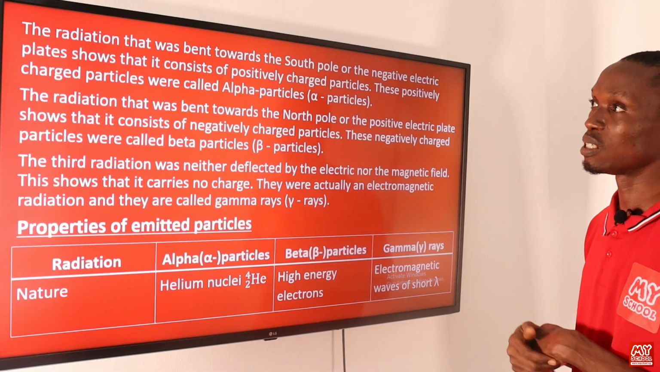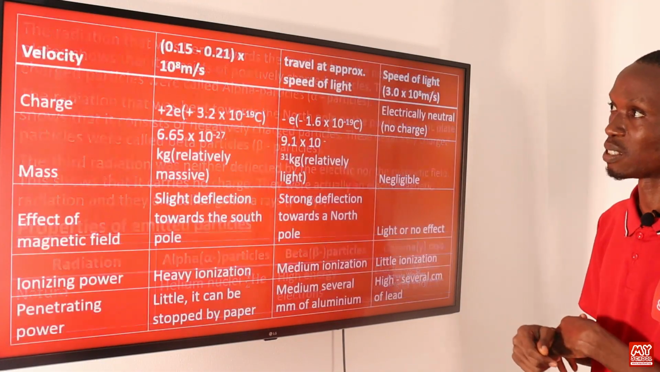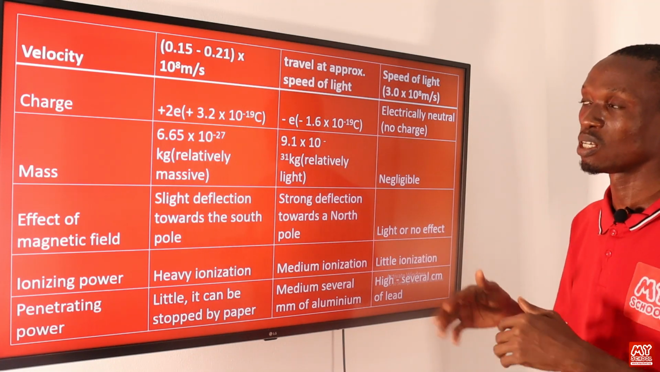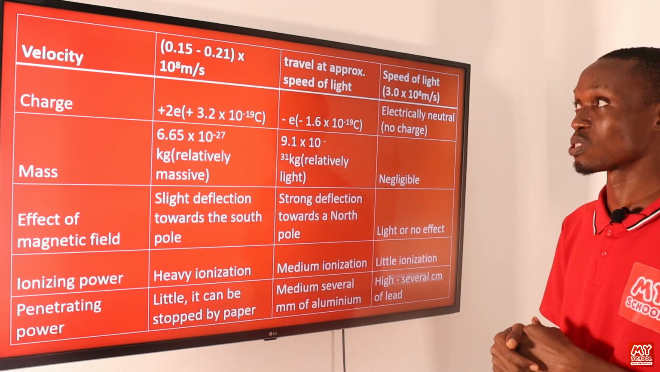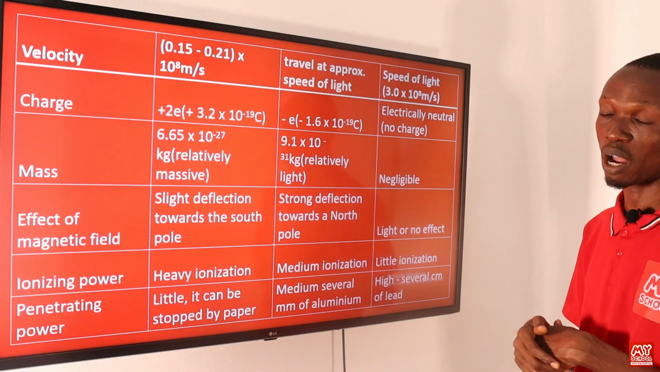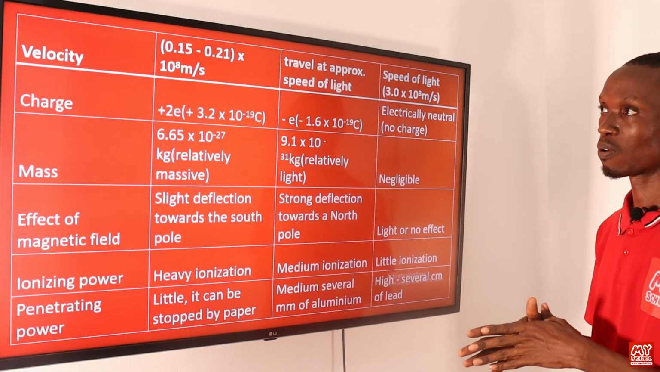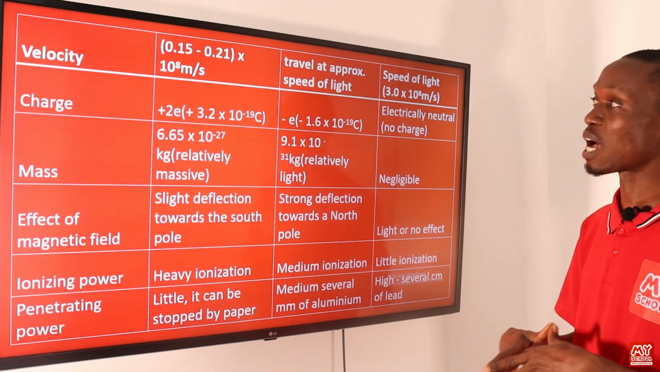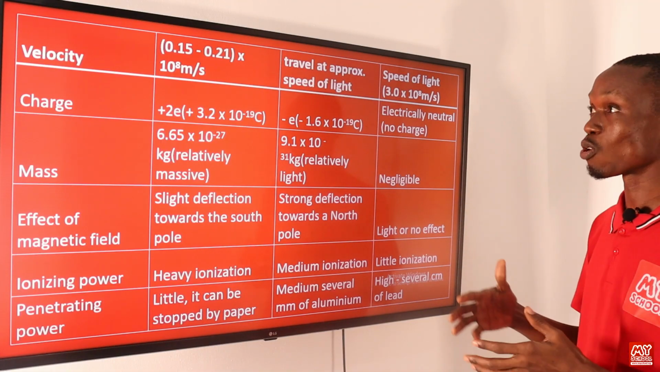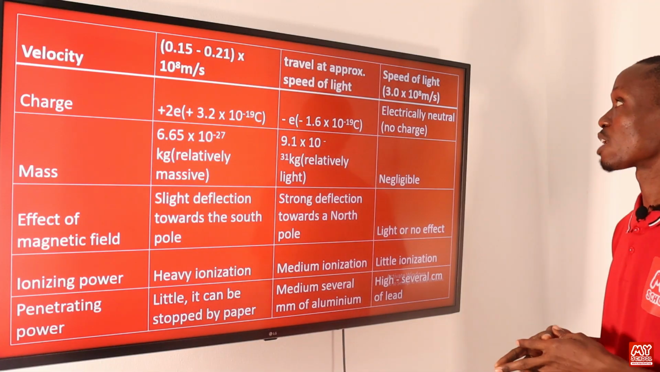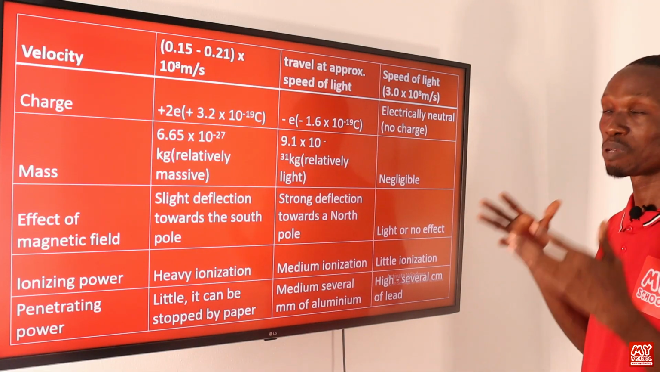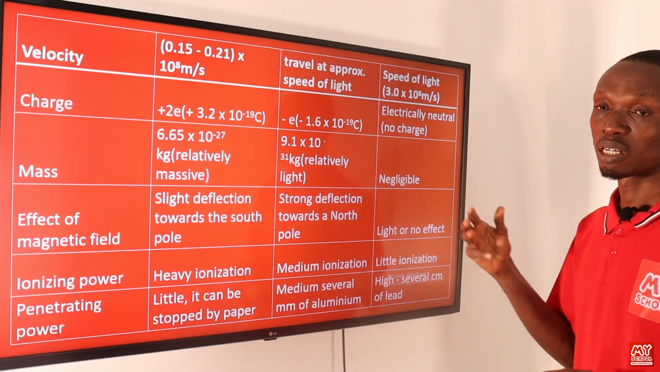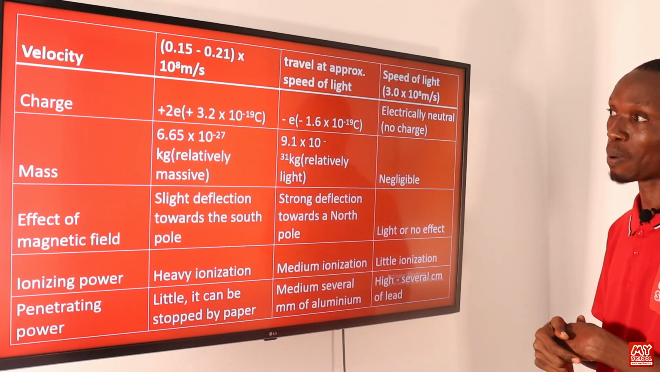Now let's move to the next slide to see other properties. The velocity of alpha particles ranges between 0.15 and 0.25 times 10 raised to power 8 meters per second, while beta particles travel at approximately the speed of light. Gamma rays have the same speed as the speed of light, that is 3.0 times 10 raised to power 8 meters per second.